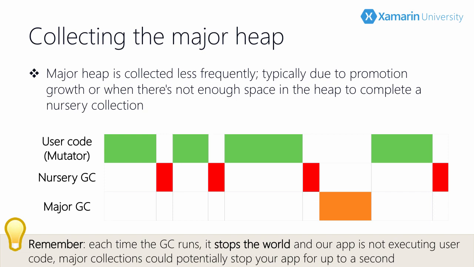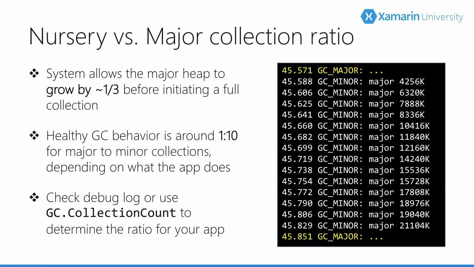And so if you're using the desktop .NET system, then you're already using a concurrent collector. But be aware that that's potentially an optimization that may happen in the future. But today, at least on our mobile platforms, it is a stop the world collector. Now, how often should we see major versus minor collections?